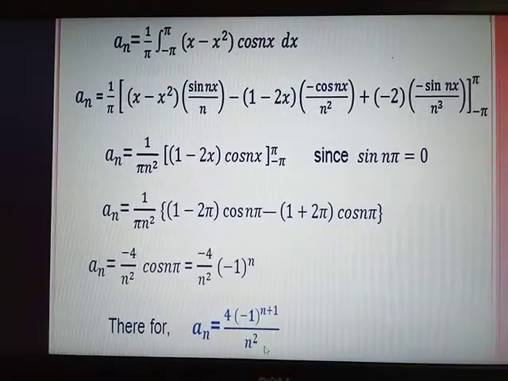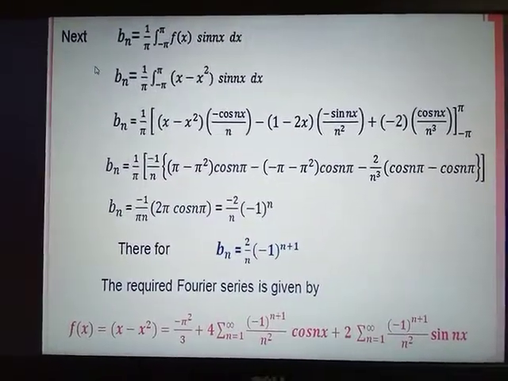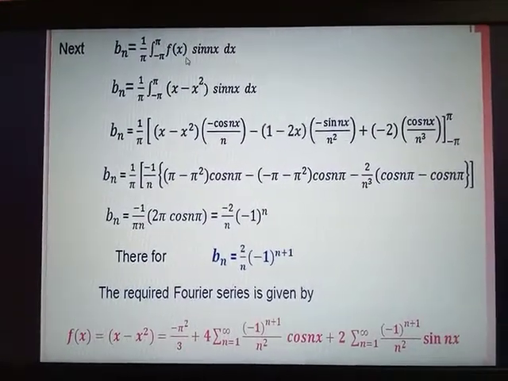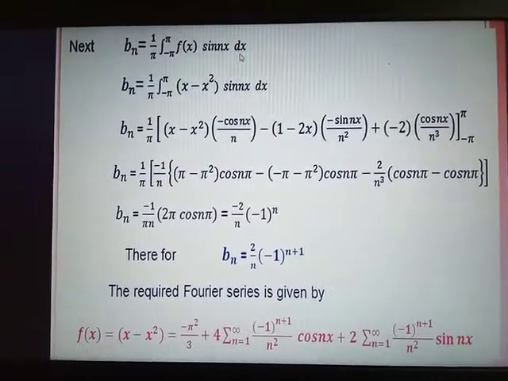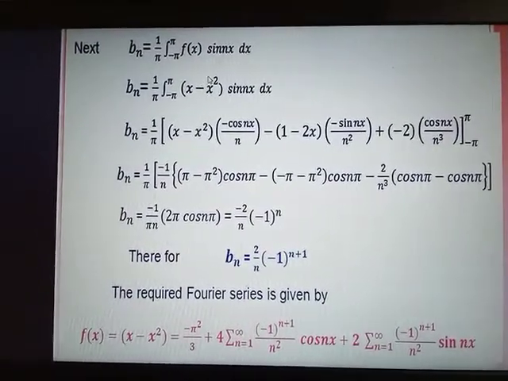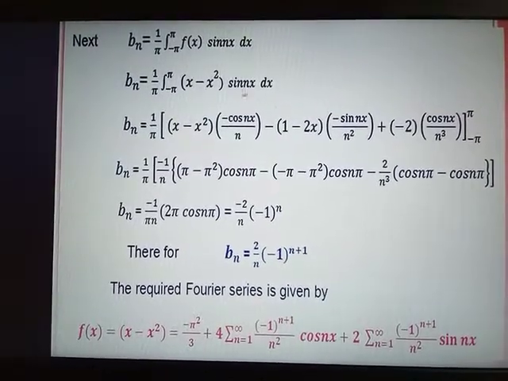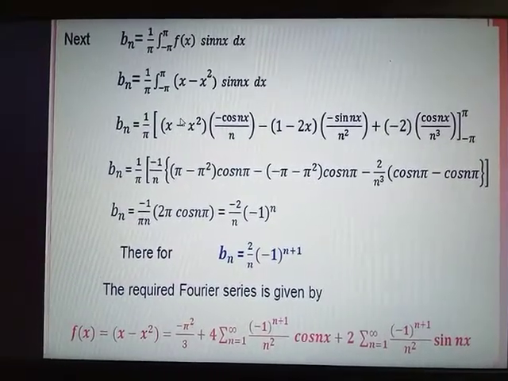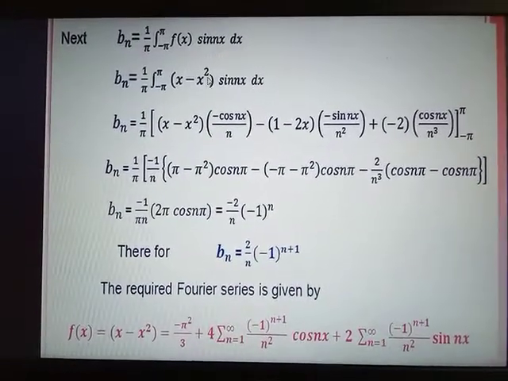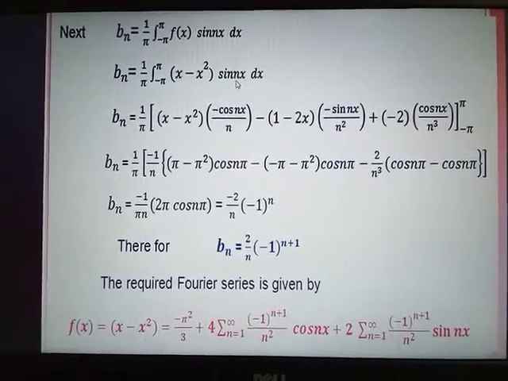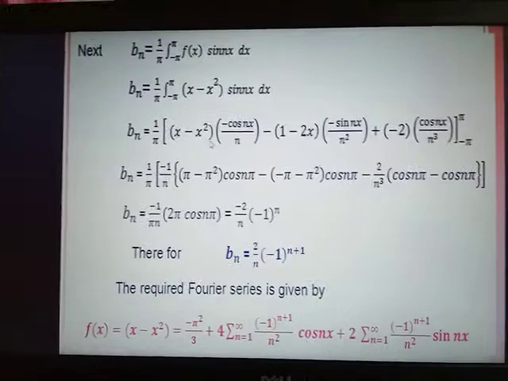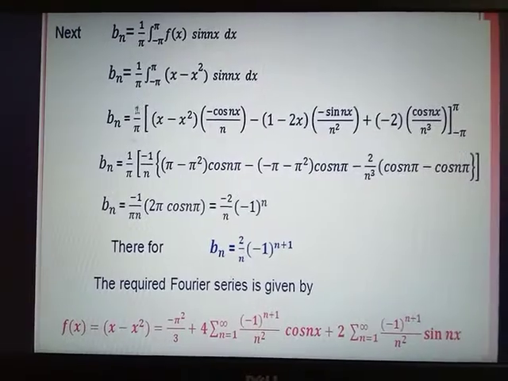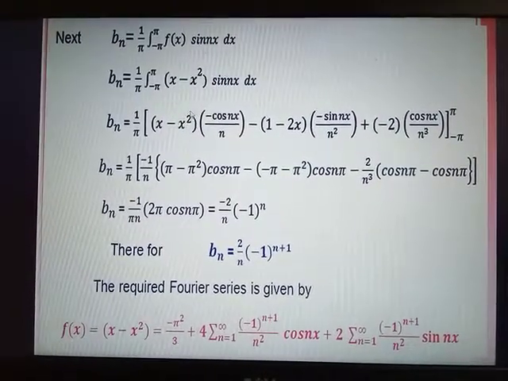Now we have to find the bn. Next, bn is equal to 1 by pi integration from minus pi to pi f of x sin nx dx. F of x is what? x minus x square. Again to find the integration of this, we have to use the Bernoulli's rule. Here also you have to consider x minus x square as the differentiating part and sin nx as the integrating part. Keep the differentiating part as it is, x minus x square. Here bn is equal to 1 by pi, keep as it is, then x minus x square as it is.